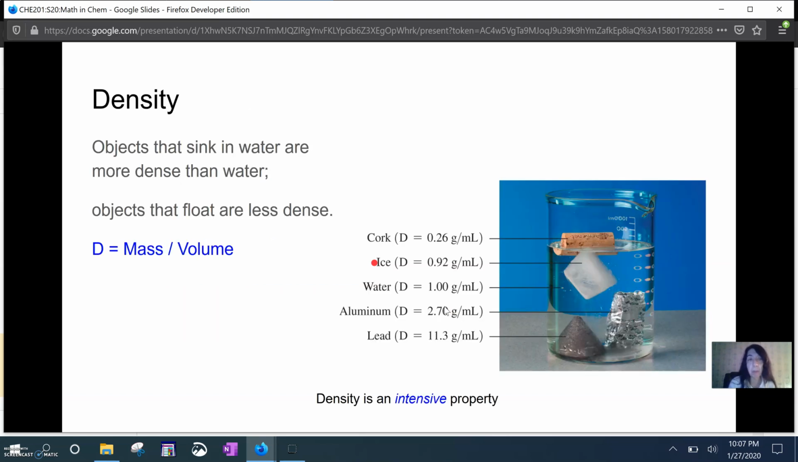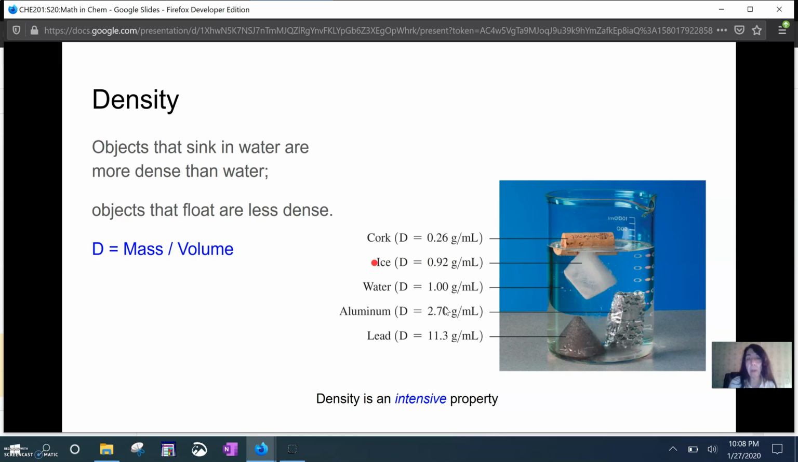And talking about volume brings us into density. A lot of times, some of the calculations you're going to do are going to involve density, or you're going to be able to use density to get what you need. So density is the mass divided by the volume for any different substance.